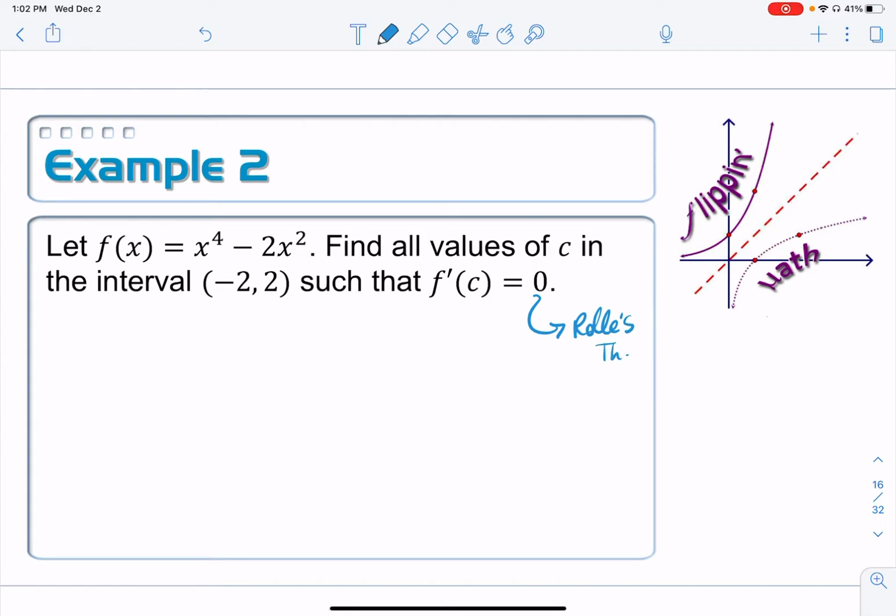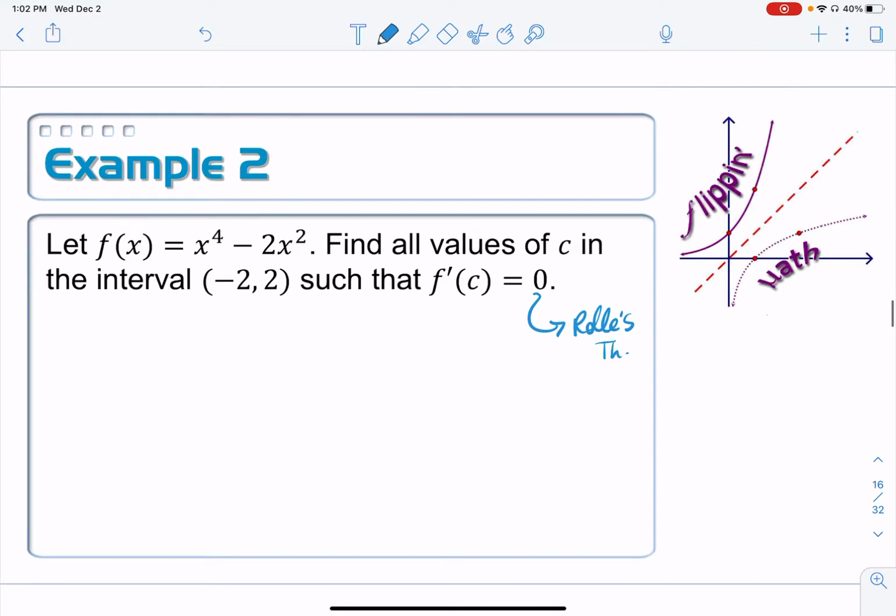But in order to apply Rolle's theorem, we want to make sure that we can apply Rolle's theorem. What were the conditions for that? Remember, it needs to be continuous on a closed interval. And in this case, the closed interval is from -2 to +2. I know it gave it to us as an open interval, but it has to be continuous on the closed. So there's the first thing. Is this function continuous on the closed interval? Yup, because it's a polynomial.